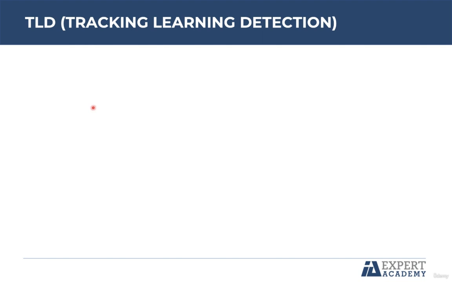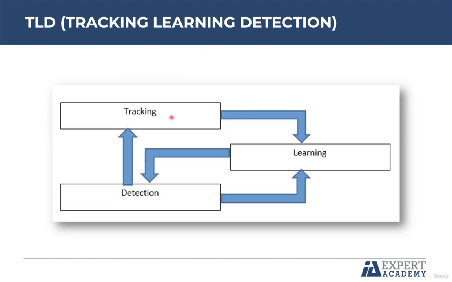The next algorithm is TLD, Tracking Learning Detection. This diagram shows the structure of the algorithm, which is composed of 3 parts: tracking, learning, and detection according to its name. The first step is to start tracking the object, and while the object is being tracked, the data is sent to the learning process, so it adapts to tracking.